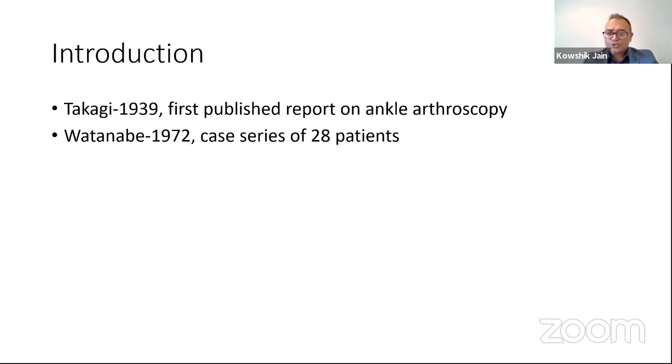Over the past 2 to 3 decades, there has been an explosion in improvements in ankle arthroscopy, expansion of indications, and in general day-to-day use. As it stands, it's actually one of the must-have techniques for a foot and ankle surgeon. So it's a very commonly performed procedure in a foot and ankle elective list.